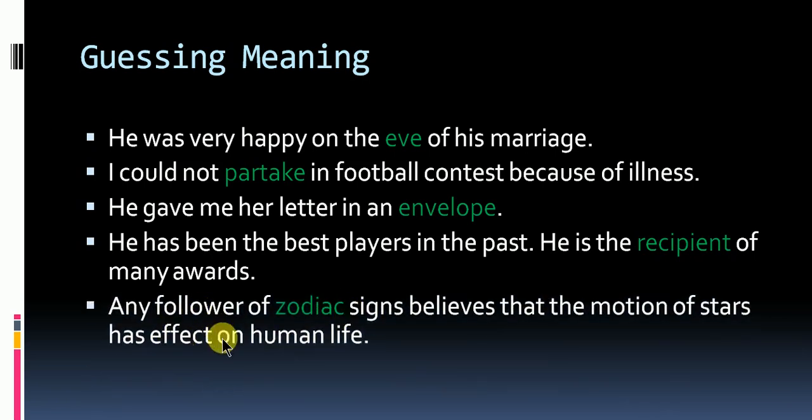The next word: any follower of zodiac signs believes that the motion of stars has effect on human life. Dear student, in the first part of the sentence, any follower of zodiac sign believes. So this is the person who believes in zodiac signs, and if he believes in zodiac sign, what does he say? What does he believe? He believes that the motion of stars has effect on human life. The movement of the stars has some good or bad effect on human life. This is the belief of that person who follows the zodiac sign.